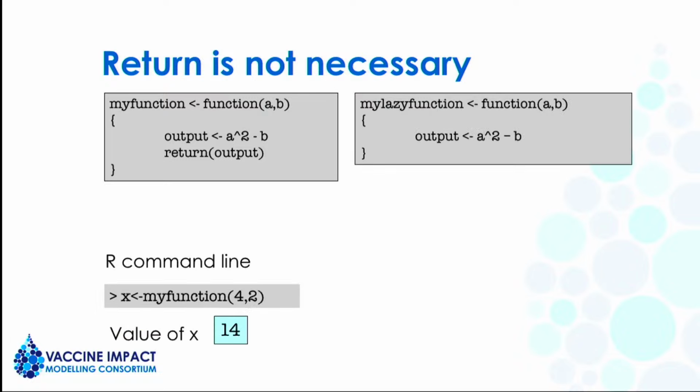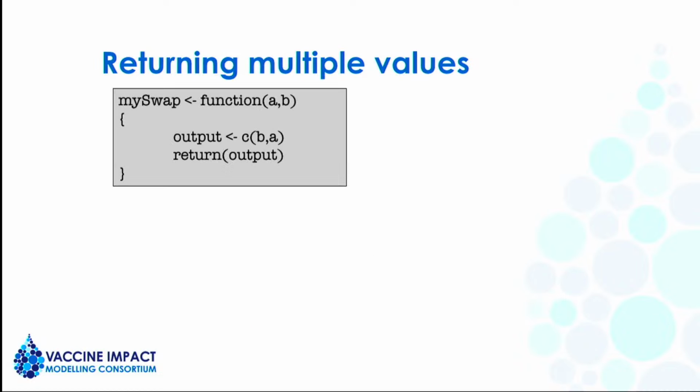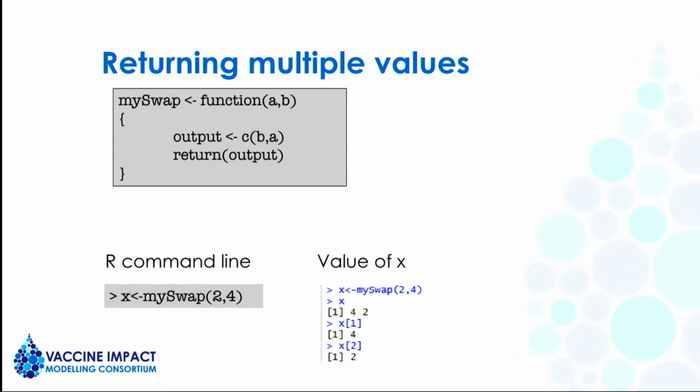As I said already, the return is not necessary. We can also return multiple values, and there are different ways of doing this. We could define a vector. So we could have a function here which concatenates the values of A and B, but in reverse order. This my swap function takes 2 and 4, and it returns a vector with 4 and 2.